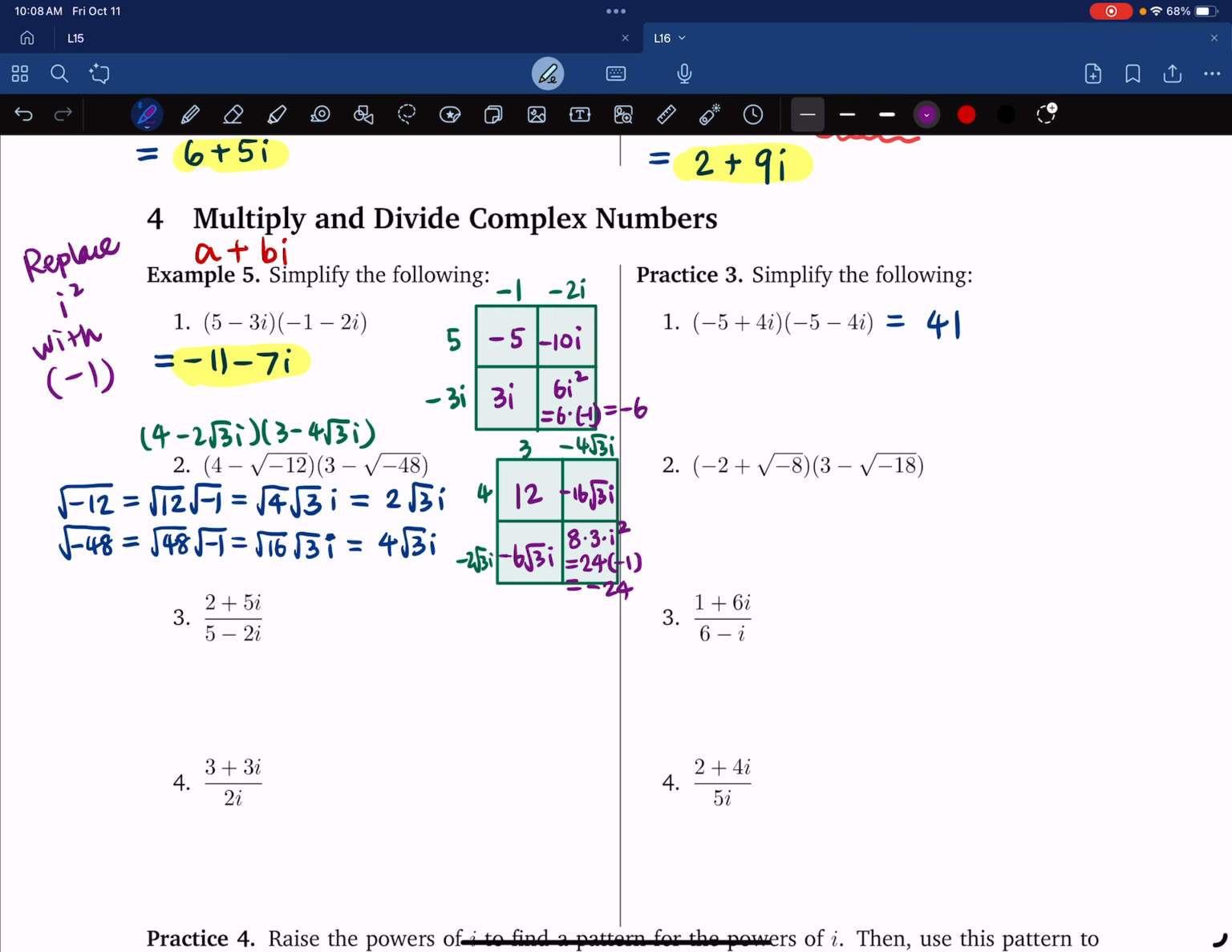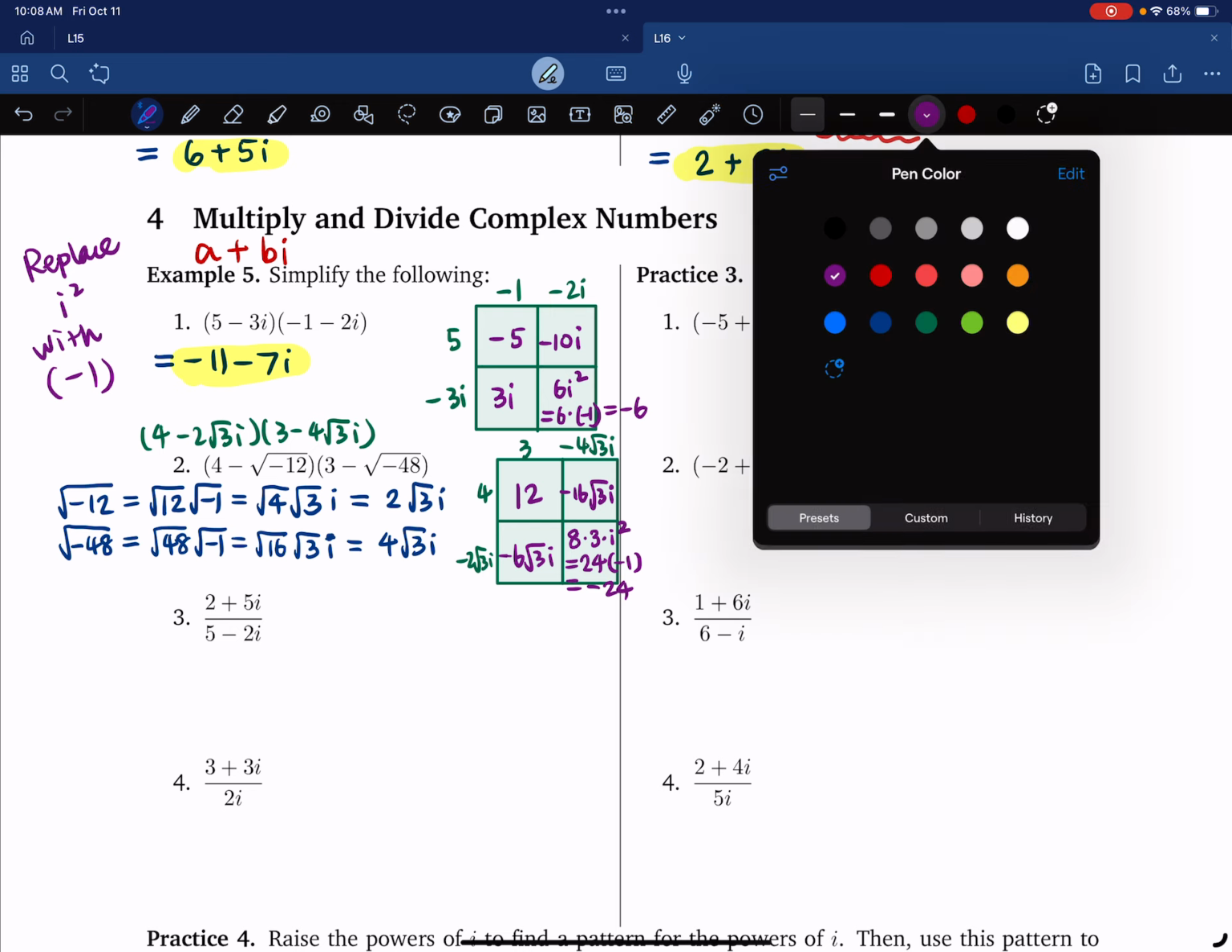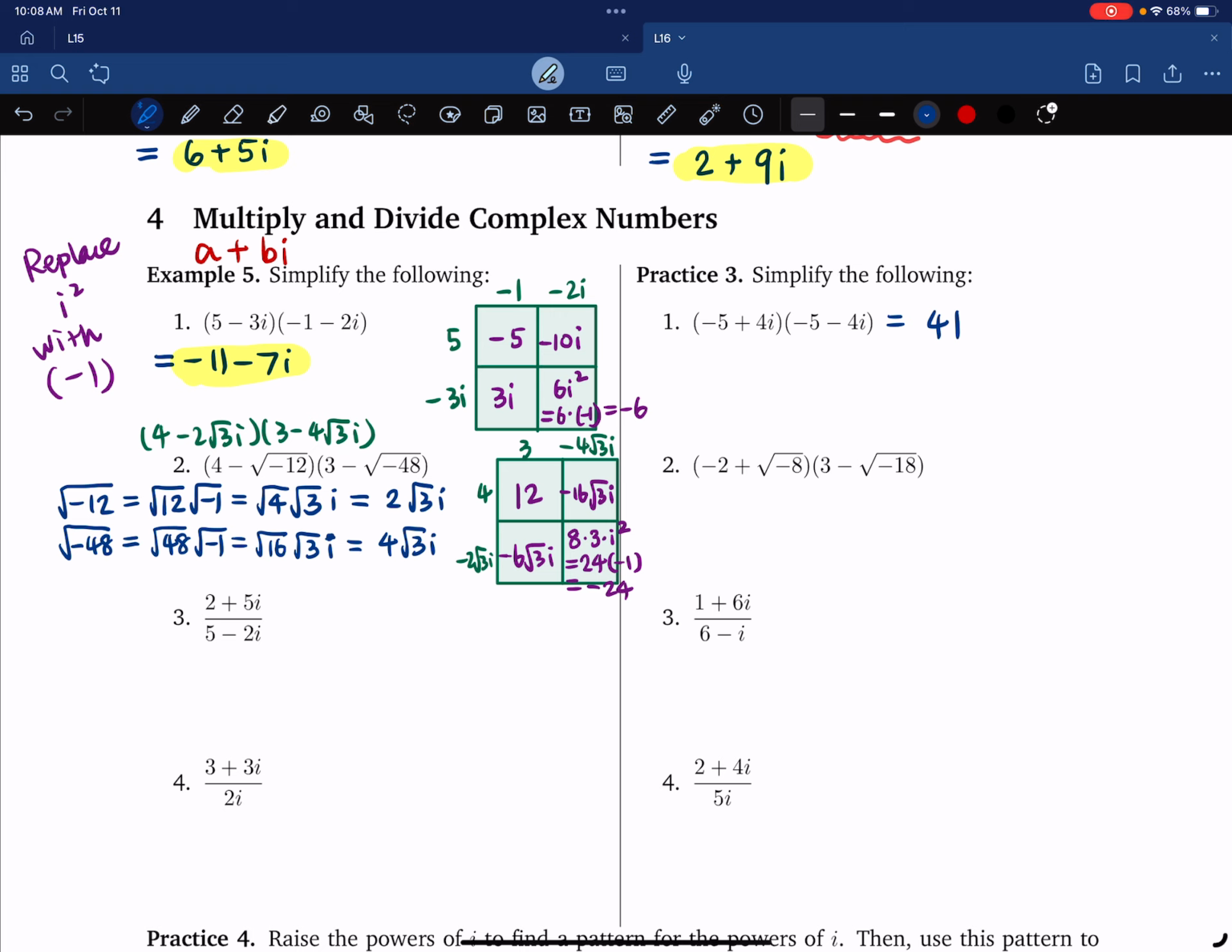Okay, and now we can add these numbers diagonally to write the final solution. Starting with the real number parts, it's 12 and negative 24. So you add them, it will give you negative 12. And then for the other diagonal, it's negative 16 radical 3i and negative 6 radical 3i. So if you combine them, we get negative 22 radical 3i. And the final answer in this case will be negative 12 minus 22 radical 3i.